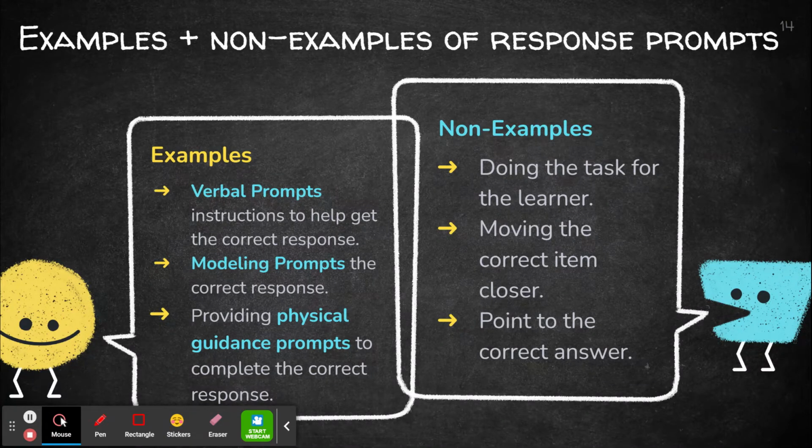But what it is is a verbal prompt, such as maybe instructions to help them get the correct response. The modeling prompt is you're modeling the correct response that you want them to see, or maybe providing physical guidance prompts to complete the correct response. So that could be hand over hand, for example.